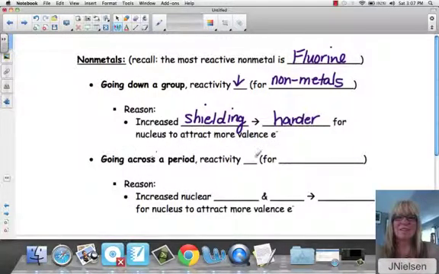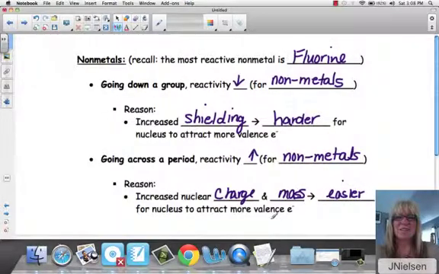Going across a period, reactivity is going to increase for nonmetals. I'm getting closer to fluorine. And the reason is there is increased nuclear charge and mass, and therefore it is going to be easier for the nucleus to attract more valence electrons because that magnet is right there, close to it. Okay, that's it on reactivity.